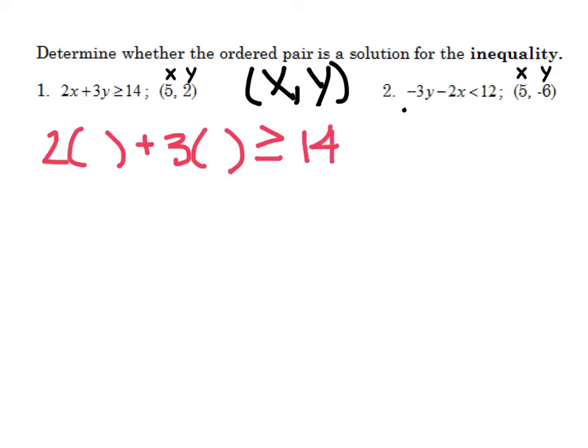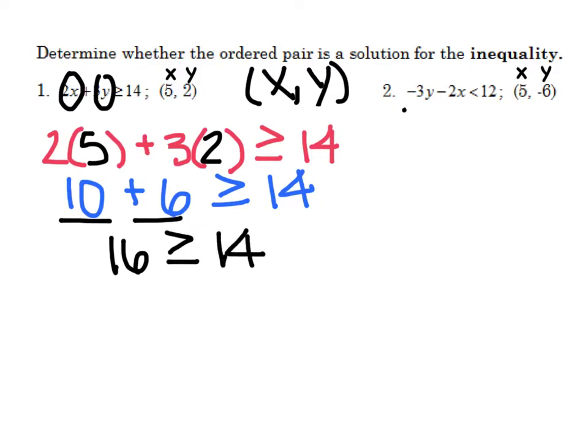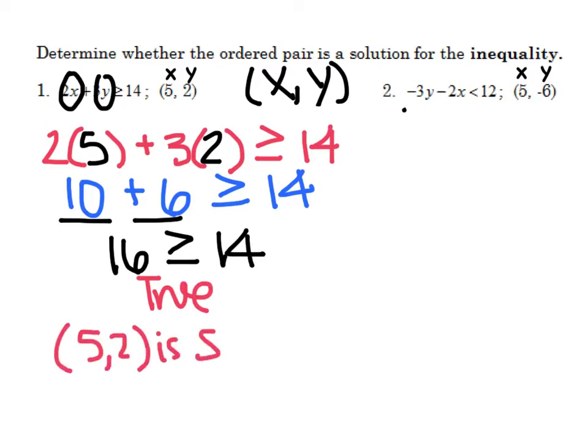So the first value is x, and that's what I see right there. X is the number 5. The second value that goes in is the y, which in this case is 2. It's basic math. 2 times 5, 10, plus 3 times 2 is 6, is greater than or equal to 14. I can combine these like terms because they're alike. 16 is greater than or equal to 14. Is that true? This is true, so therefore this point, 5, 2, is a solution for that inequality.